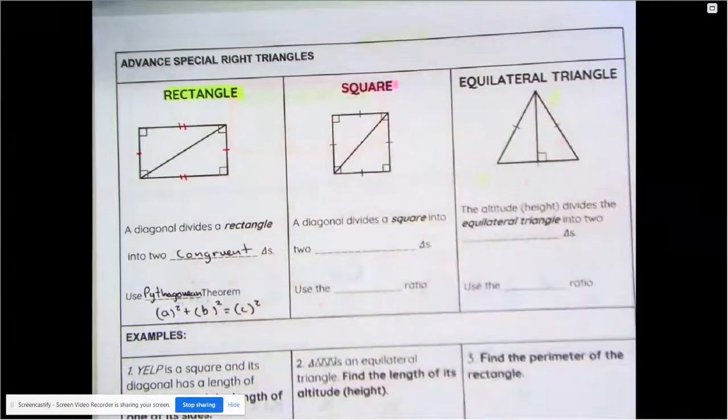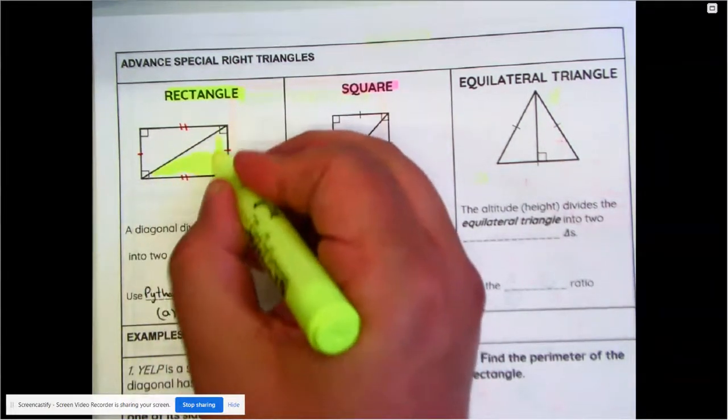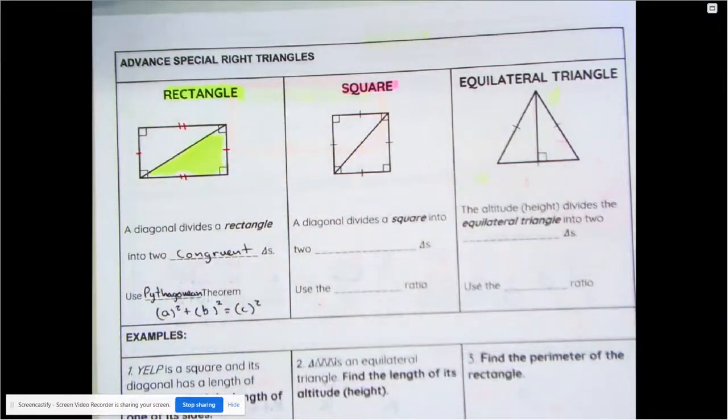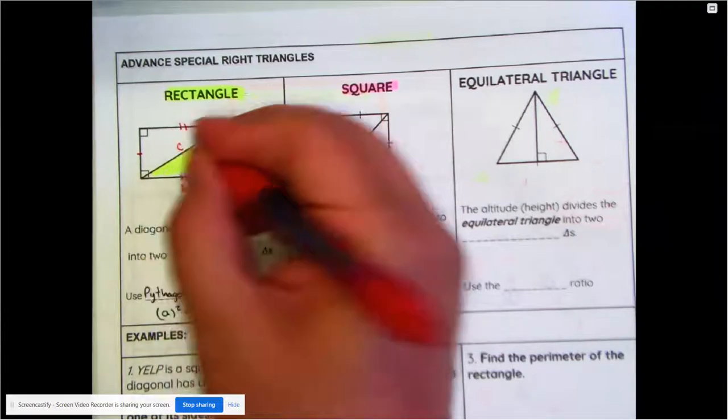Yes, there's 90s. But in this case, look at this. All the sides are equal to each other. So here we were looking at this triangle. That's what I'm telling you. You can use the Pythagorean theorem here. Look at that. Your A, your B, your C.